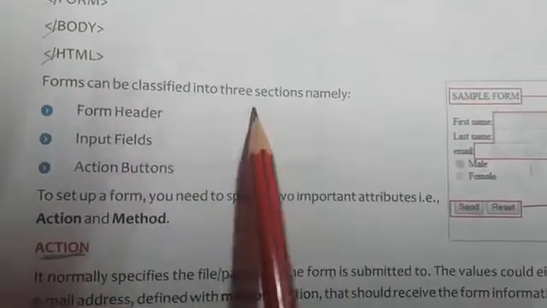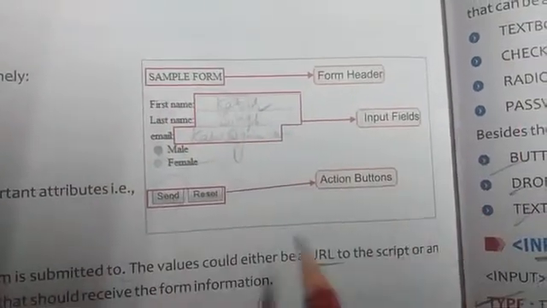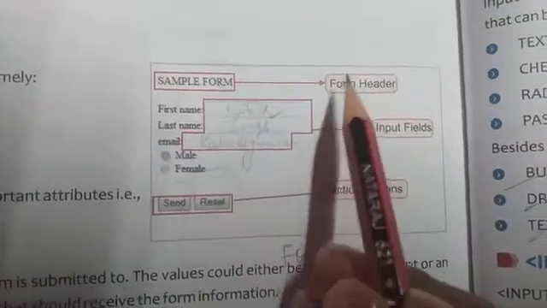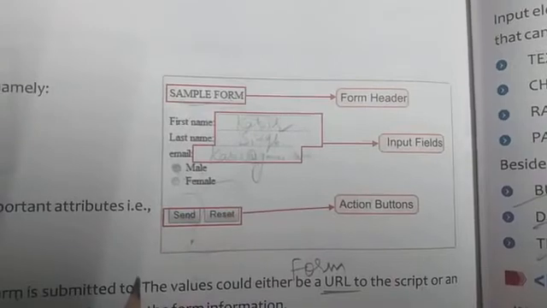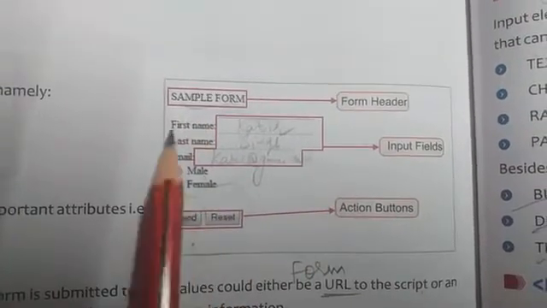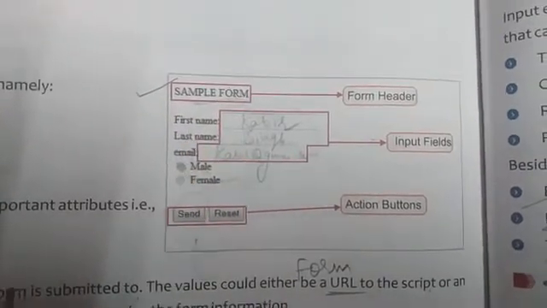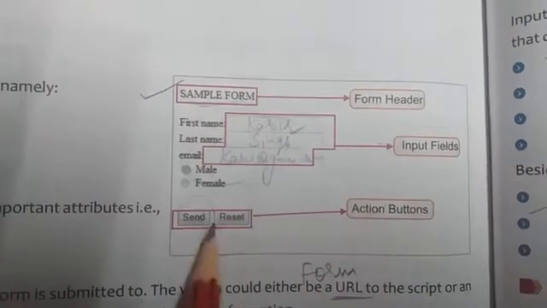Now forms can be classified into three sections, namely form header, input fields and action buttons. So what is a form? Firstly we will discuss this. This whole one is called a form. Yes, this whole one is the form. And here you will see three parts are there. This is the form header, these are input fields and these are action buttons. Form header means a simple information we will give, that which type of information this form will contain. That name we are giving here. After that we have used here input fields, three input fields, first name, last name and email, and after that at last we have used here action buttons.